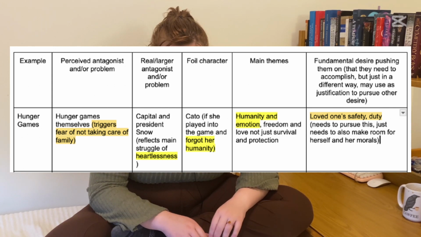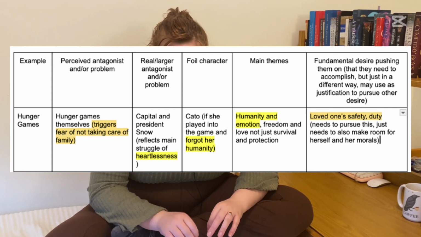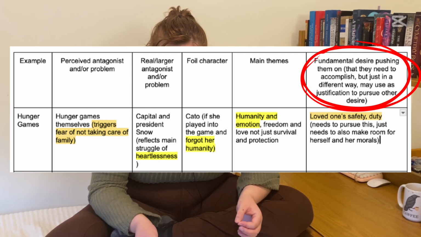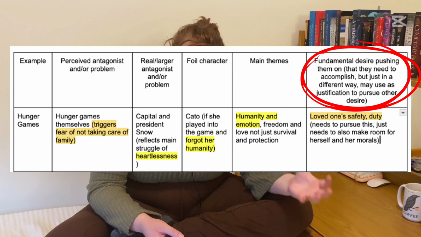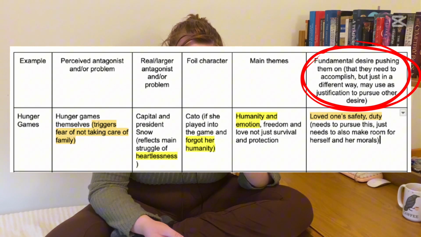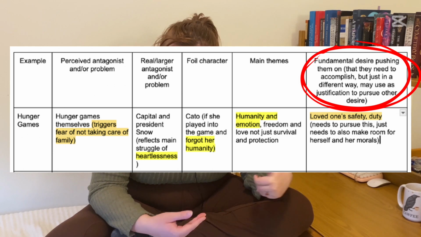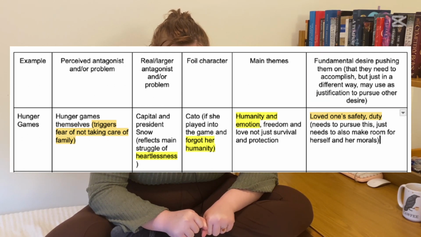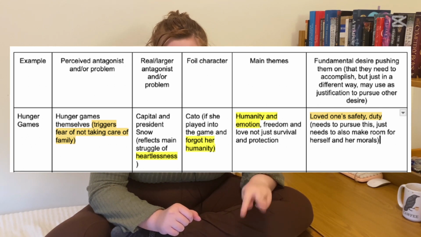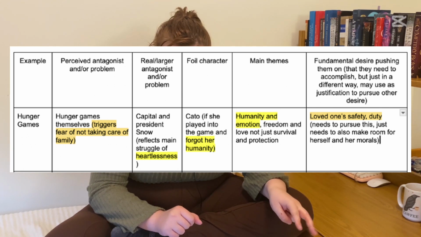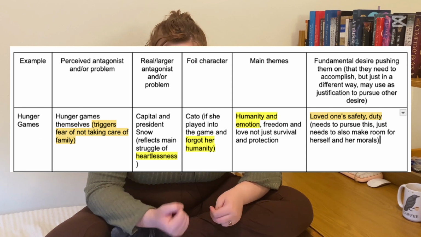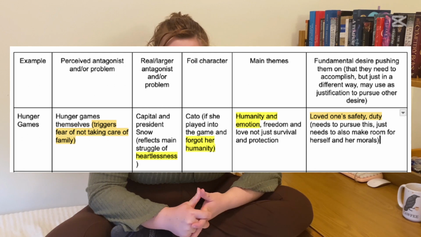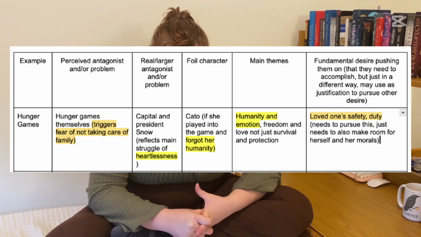And now we're going to link that to the fundamental desire that is pushing the protagonist on throughout the story. And that is actually something they need to accomplish. That desire is not wrong, but the way they go about it is misguided. So this is the pattern I found, right? That the fundamental desire reflects this sort of fundamental fear. When we look at the fundamental desire, Katniss's is her loved ones' safety and pursuing her duty. So she needs to pursue this, she just needs to go about it in a different way.